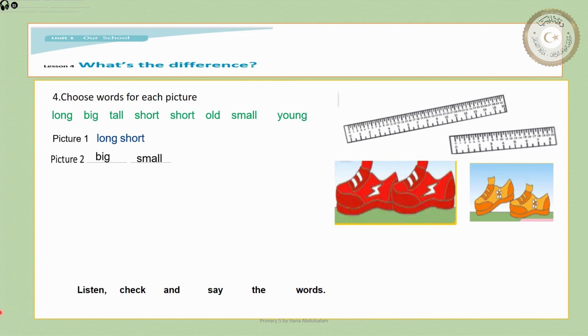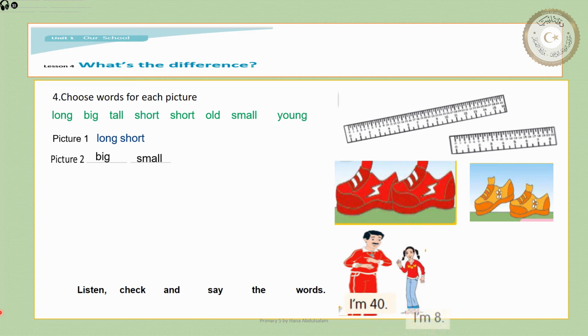Okay, picture number 3. We have a teacher and we have Lena. Teacher is 40, Lena is 8. So what are we going to write here? We write old, young.